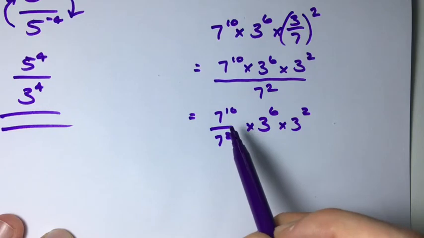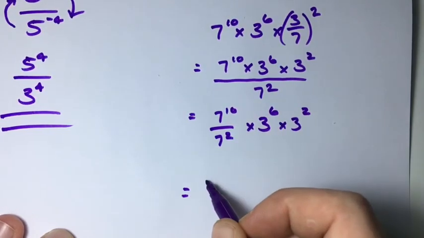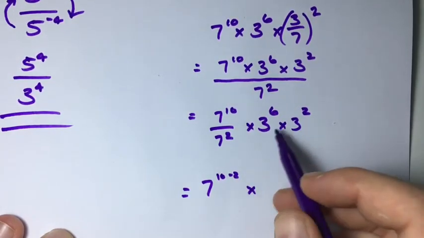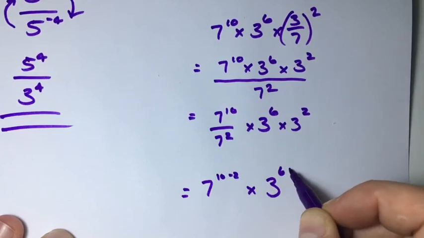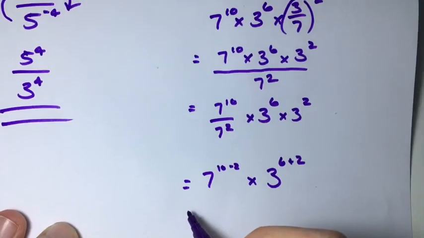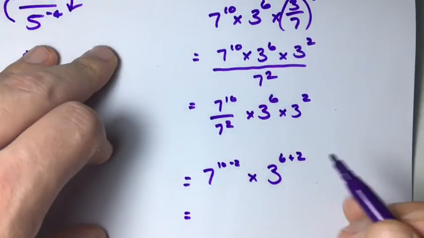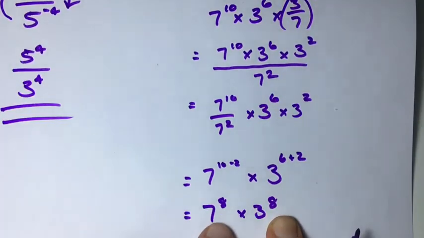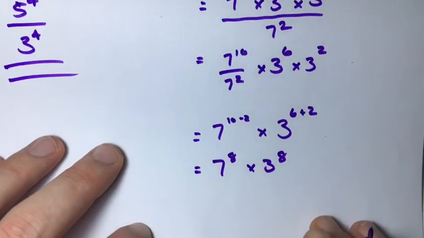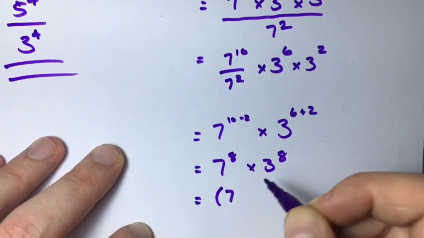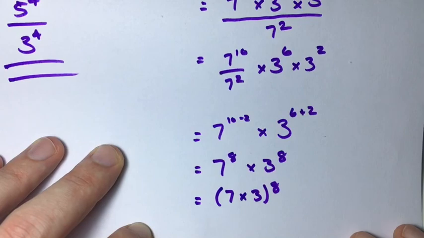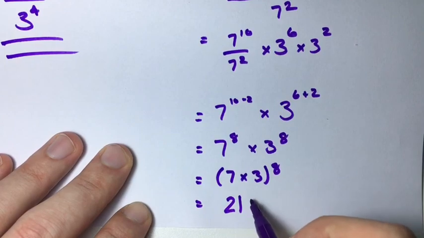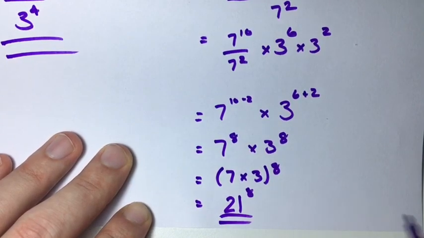Now, since we're dividing, we can subtract my 10 minus my 2 here. So that just gives us 7 to the 10 minus 2 times, we have the same base here, 3, 6 plus 2. So my answer will now be 7 to the power of 8 times 3 to the power of 8. Now, notice we have the same exponents. Because of that, we can rewrite this one more time as 7 times 3 raised to the power of 8. And we know 7 times 3 comes out to 21, all raised to the power of 8. Final answer.